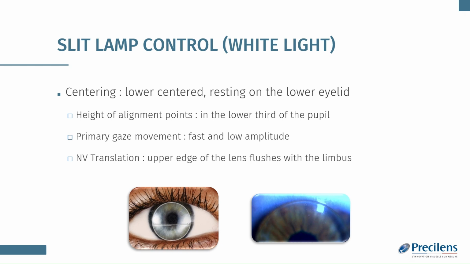The alignment points should be more or less horizontal, with a rotation tolerance of 20 degrees, and located at the level of the lower third of the pupil. As mentioned above, in the primary gaze position, the movement must be rapid and of low range of blinking. When looking downwards, there must be a translation of the lens upwards, with the upper edge of the lens brushing the limbus. A slight crossing is accepted.